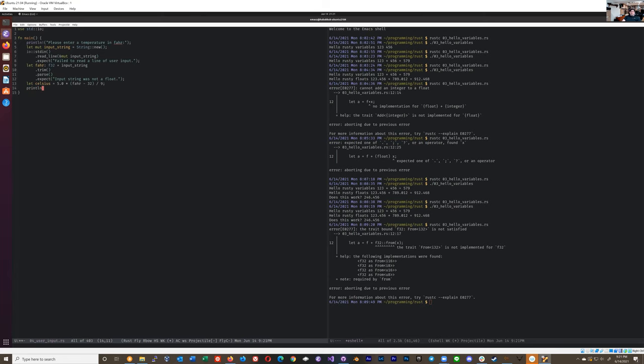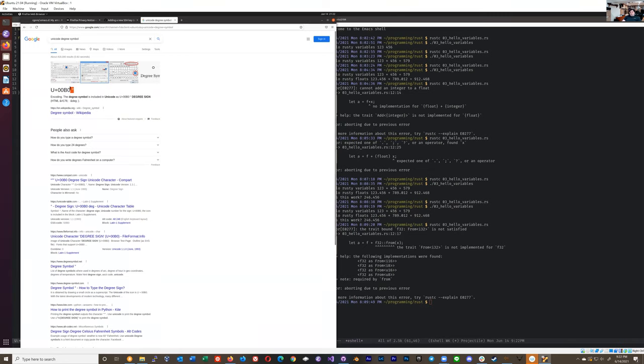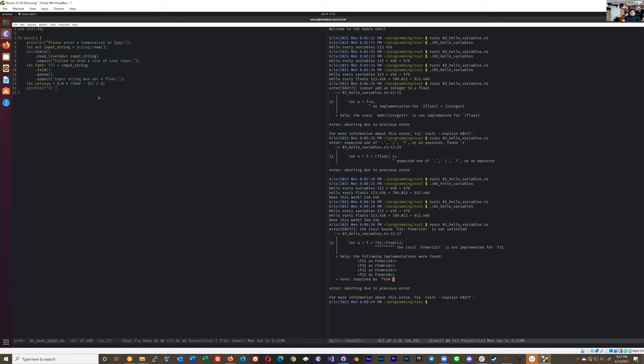And then we should be able to just print off the current temperature. Let me find the degree symbol, since strings are Unicode. So I'm just copying that. There we go. Okay. So equals something degree Celsius. So we're converting from Fahrenheit to Celsius. Celsius isn't as bad as Fahrenheit to spell, but it's still not great.